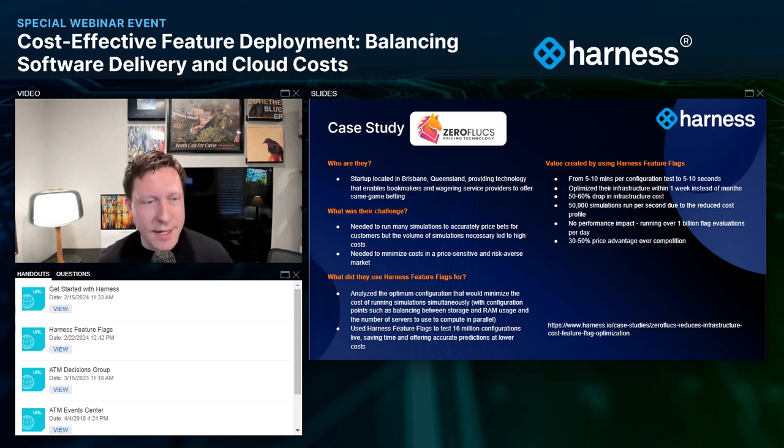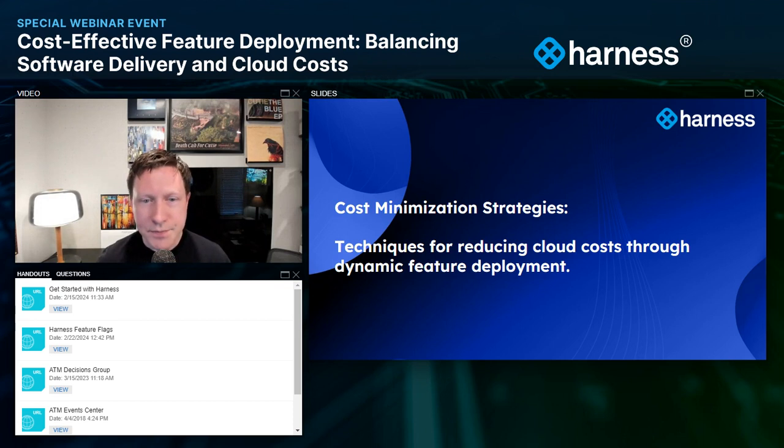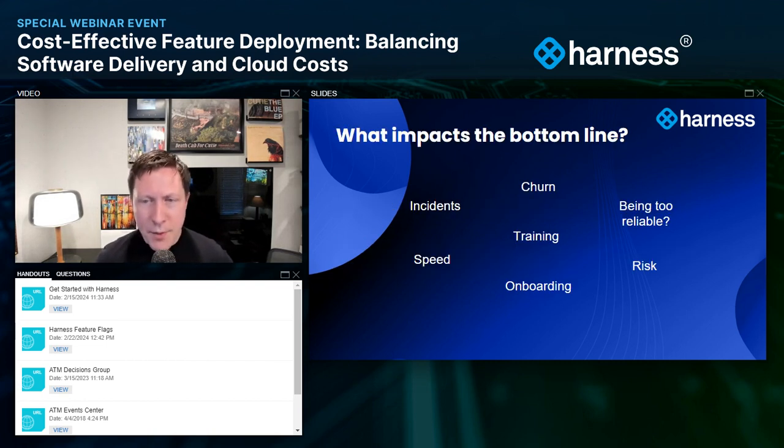But this is a case study where you can see how feature flags and cloud cost management can help with software delivery. Let's talk through some techniques for reducing cloud costs through dynamic feature deployment. What I hope you achieve in these next few slides is more of the business impact, so you can go back to your coworkers and friends with information to help change their minds and make an important decision on how you want to change your software delivery.